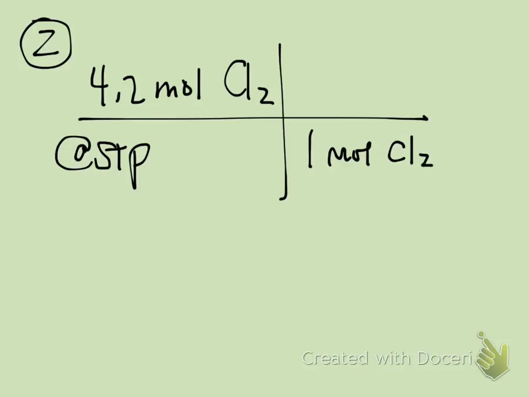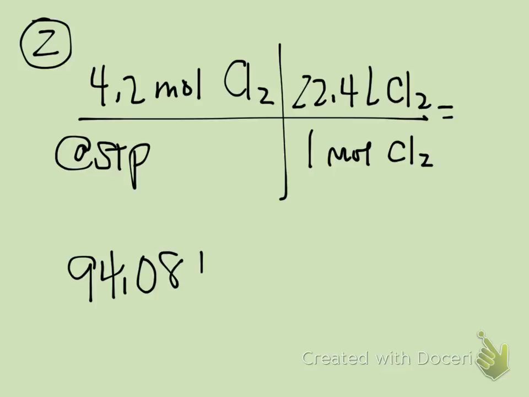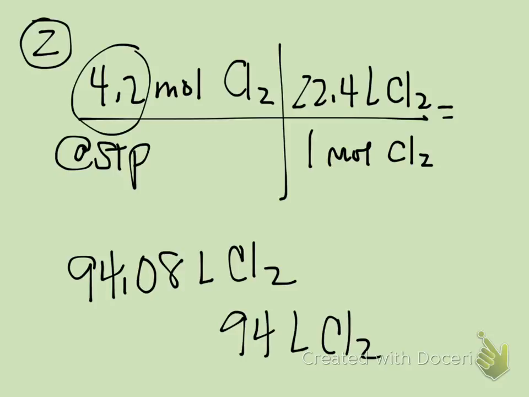1 mole of Cl2 occupies 22.4 liters at STP. So I get a raw answer of 94.08 liters of Cl2. Since I have only 2 sig figs, I get just 94 liters of Cl2. Those are beautiful, lovely, simple.